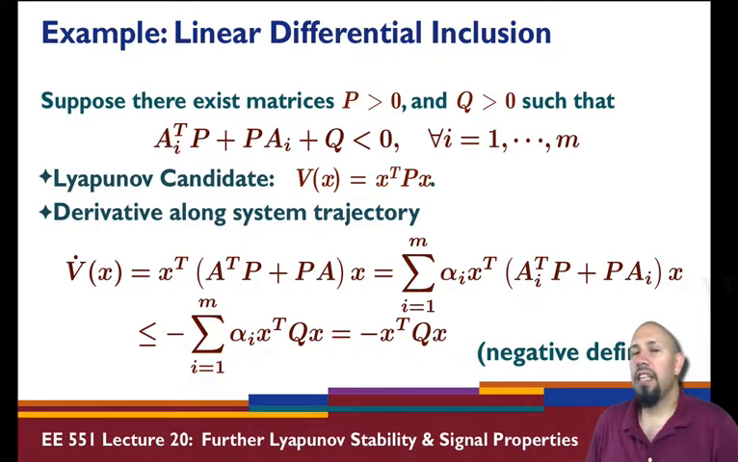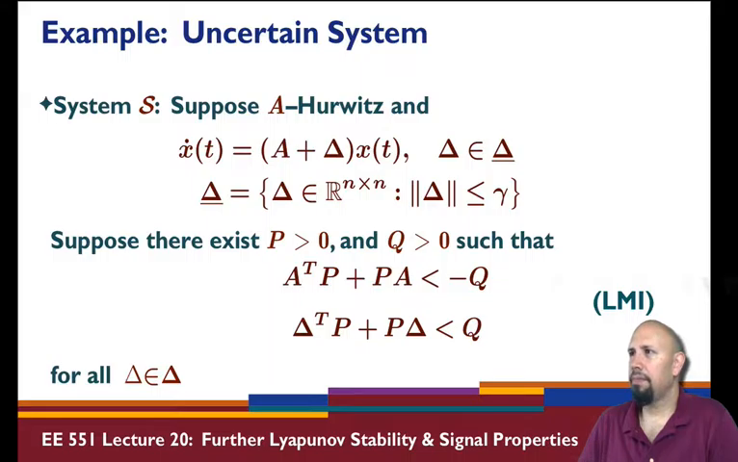So if we can find such a P and Q, then any combination like this can be shown to be stable. Here we haven't picked a specific A within the set. We've chosen one in general, and so it applies to every element in the entire set. So this is how we can use Lyapunov theory to establish the stability of a system like that.